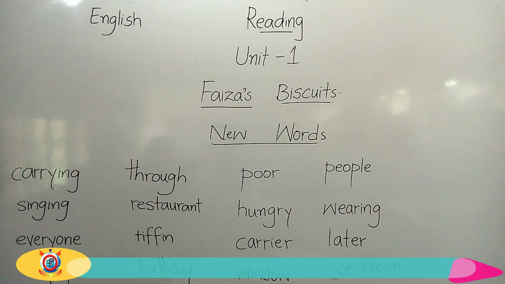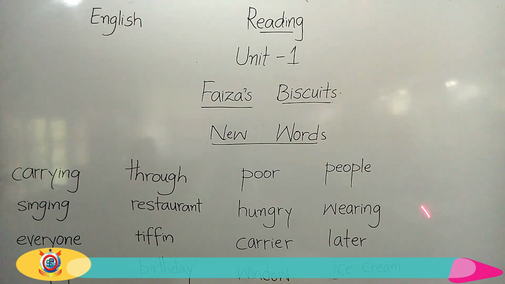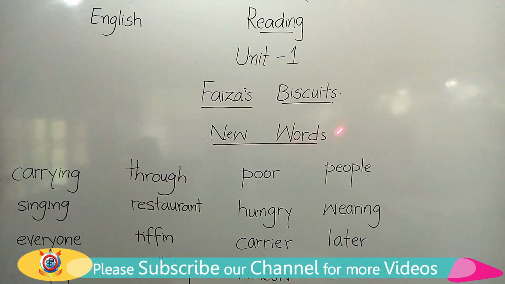Now that you have practiced these words, it's time that I give you some homework. For your homework, I have decided that you will write all these words in your neat copy. But for writing them, I want to give you some instructions. Don't forget to write the unit number and name on your notebook. You will write the unit number, then the name of the unit, then the topic. Your topic is new words.